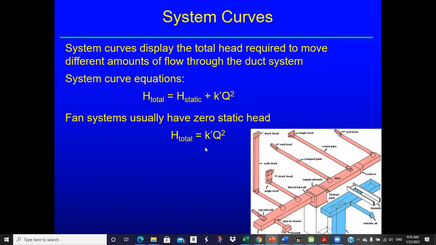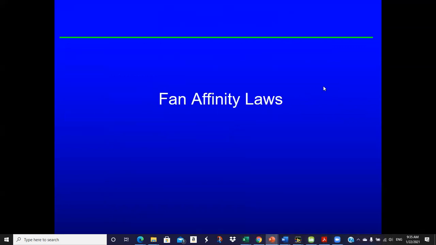Most fan systems don't do this. So we typically show the fan curves going through 0 flow at 0 required head, but not all systems. Or if you were pulling air out of a pressurized region, then that could provide a negative static head because that would help move the airflow through the duct. So there are some exceptions to this, but generally speaking, this is the equation of the system curve that we're going to be working with. Okay, we'll get back to that more in a minute.